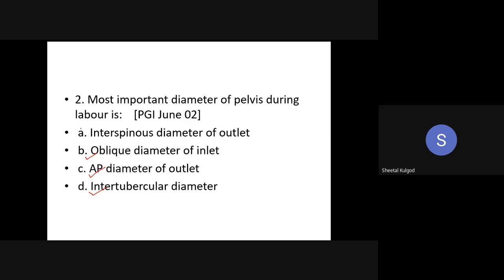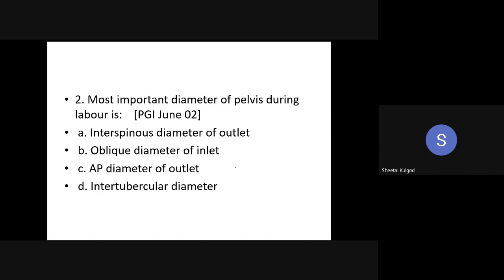Why? Because it is the smallest transverse diameter of the pelvis. And if that is smaller, then all the events of the labor will be complicated, or it goes into deep transverse arrest, obstruction, and all that as we have discussed earlier. So that's why the interspinous diameter is the most important diameter of the pelvis during the labor. That's what you have to remember.